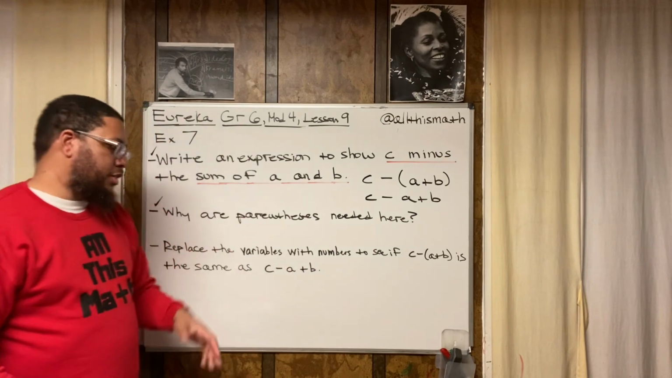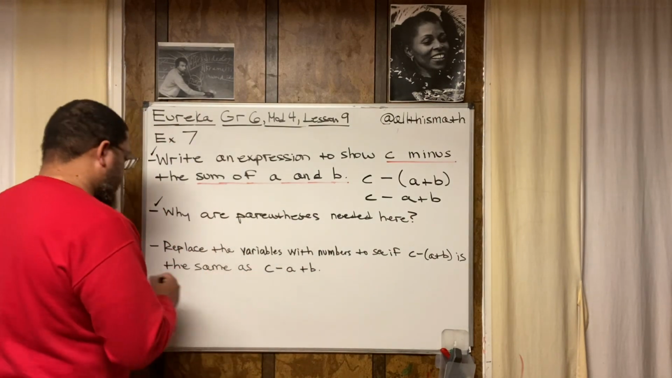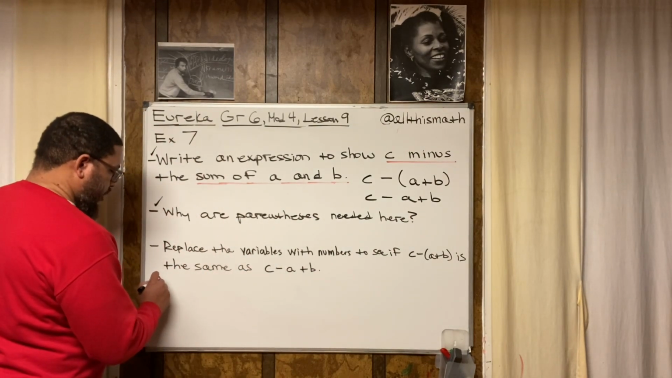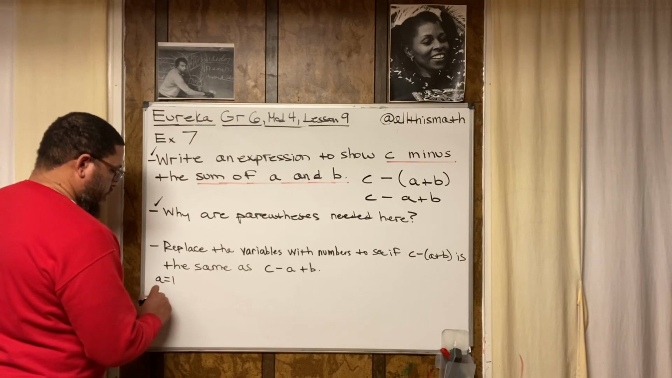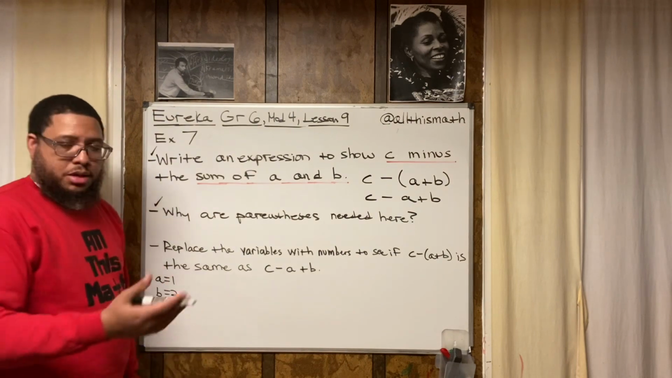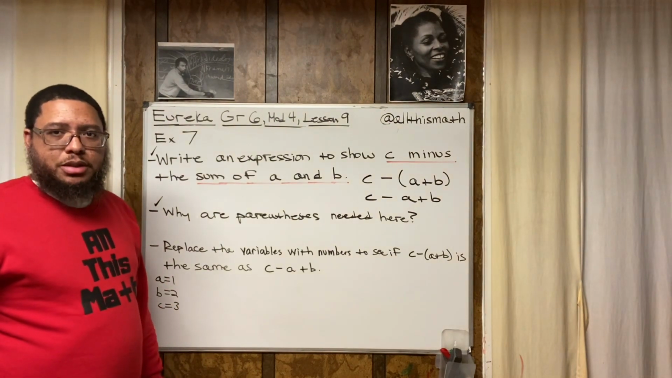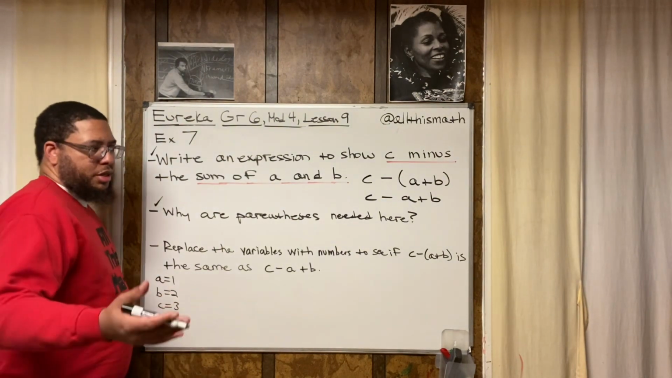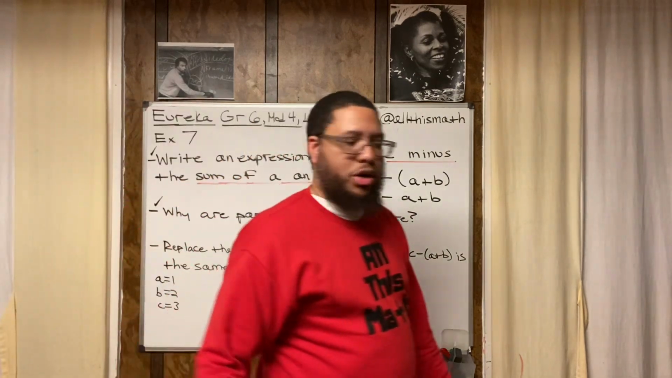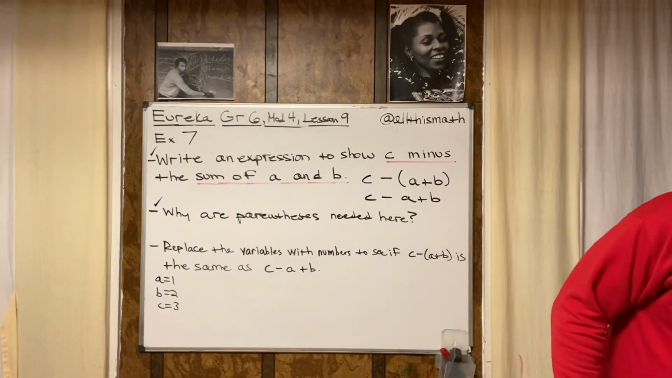All right, now let's see. What Eureka suggests is to say A equals 1, B equals 2, C equals 3. Where did they get these numbers from? They're arbitrary. They just picked them randomly. They're low numbers in the number system, 1, 2, and 3. They're easy to work with. So that's what we're going to work with.